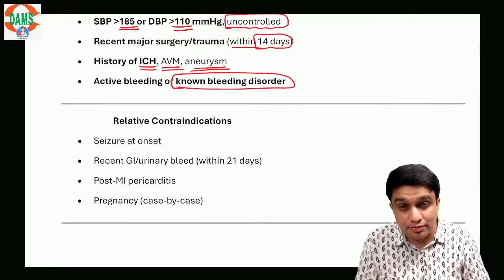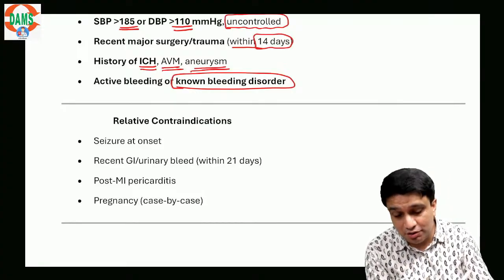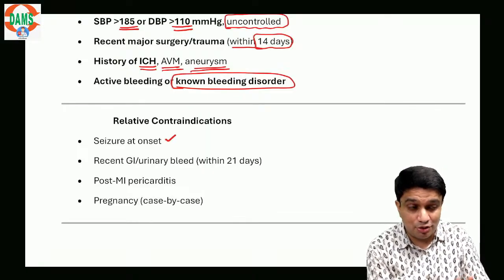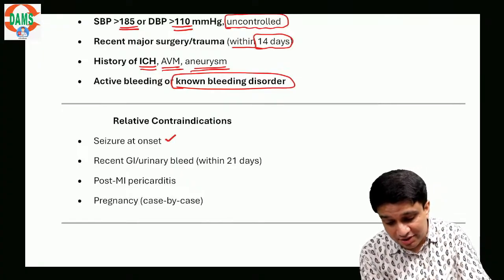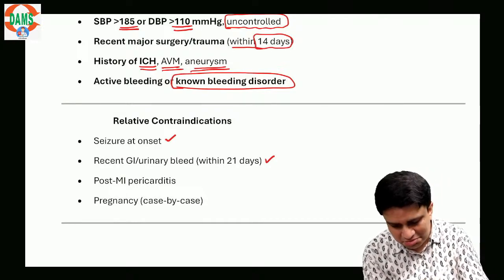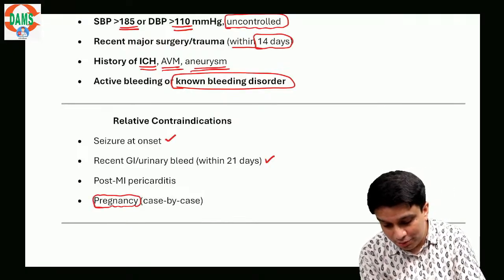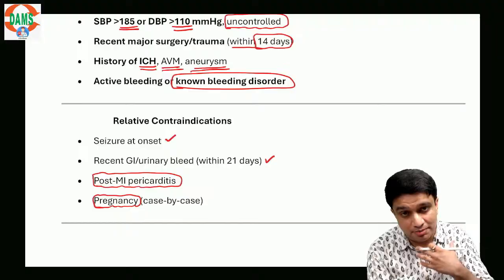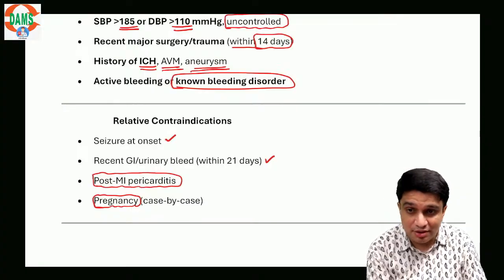Relative contraindications. This has come in the exams more often, like seizure at onset is a relative contraindication because there is some cerebral edema there. Don't try to thrombolyse those patients. They will bleed because of edema inside the brain. Recent GI and urinary bleed in 21 days. Pregnancy. There are not many studies done. Post-MI pericarditis, if it is there and the patient suffered a stroke, please don't thrombolyse because you will have a bleed in that area of pericarditis and a tamponade. Okay, that was relative contraindications.